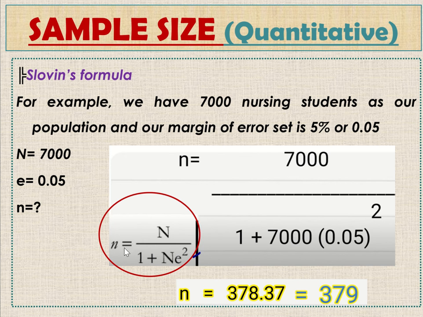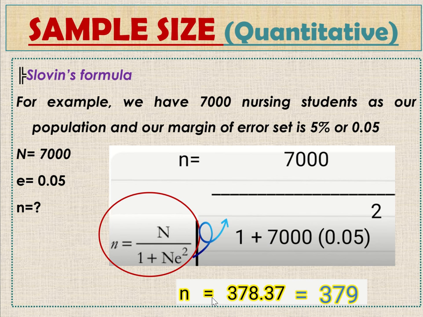So again, we have here the formula. All you have to do is substitute mo lang or lalagay mo lang yung ating mga data. So population is 7,000, and then what else? 0.05 is our margin of error. So you just indicate here n is equal to, the big N or the population is 7,000, divided by 1 plus, again, capital N, this is the population, times the margin of error 0.05, squared mo lang siya. So you compute and you will arrive with this answer.